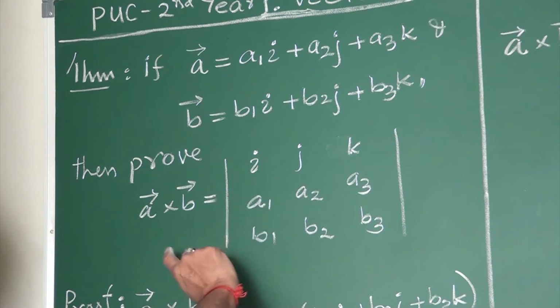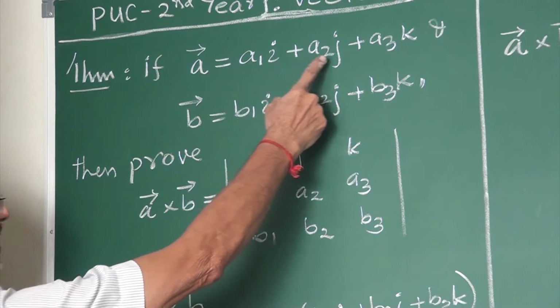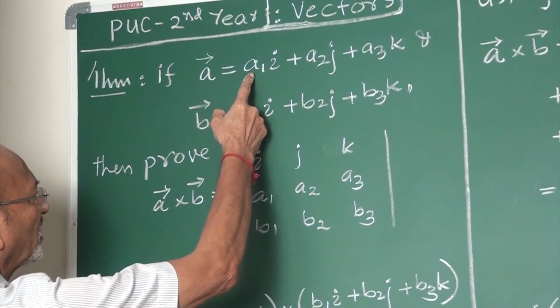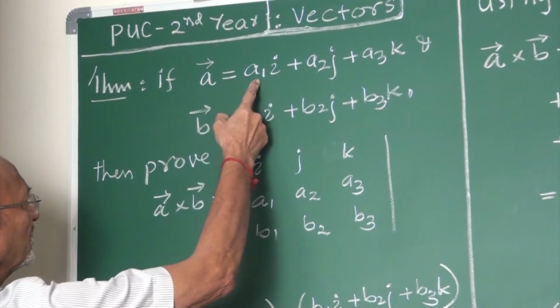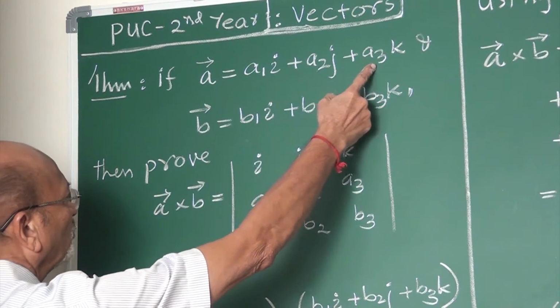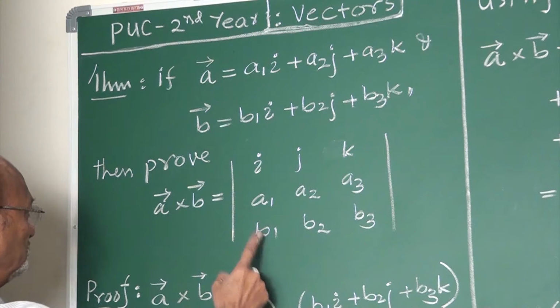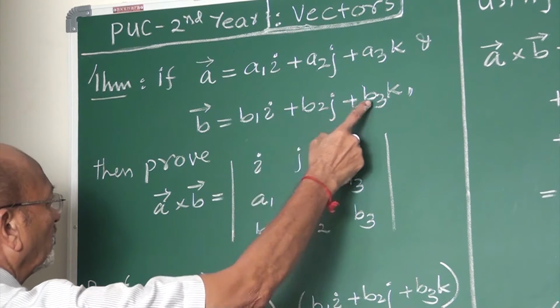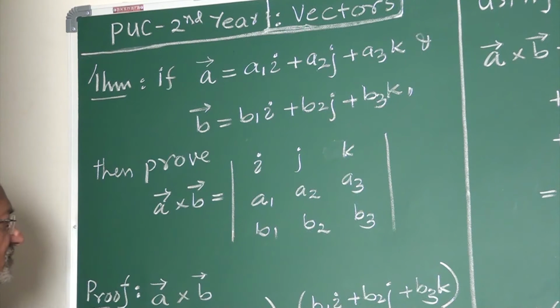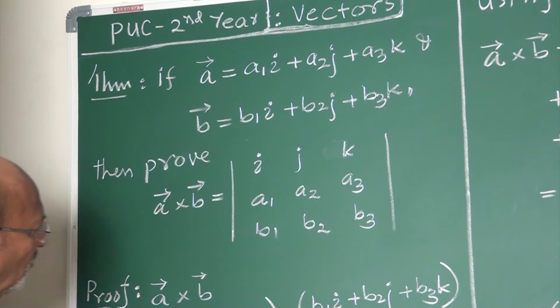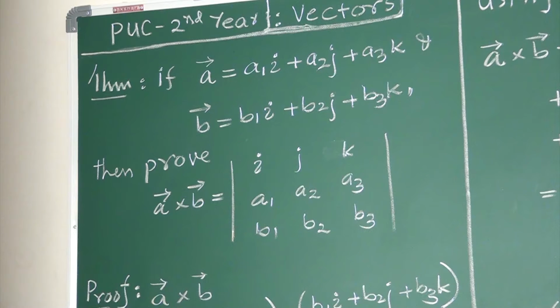What is the first row? I, J, K. What is the second row? Scalar components of the first vector. What is the third row? Scalar components of the second vector. You know the expansion of this, by finding the value of A cross B.